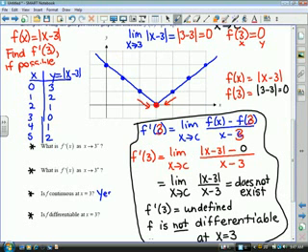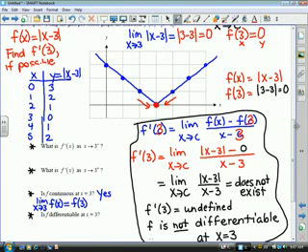So the answer to this is yes, it is continuous because the limit at 3 of the function is equal to f of 3. So definitely is continuous. But now let's talk about differentiable because we already said it wasn't. Let's look at graphically why the derivative doesn't exist.